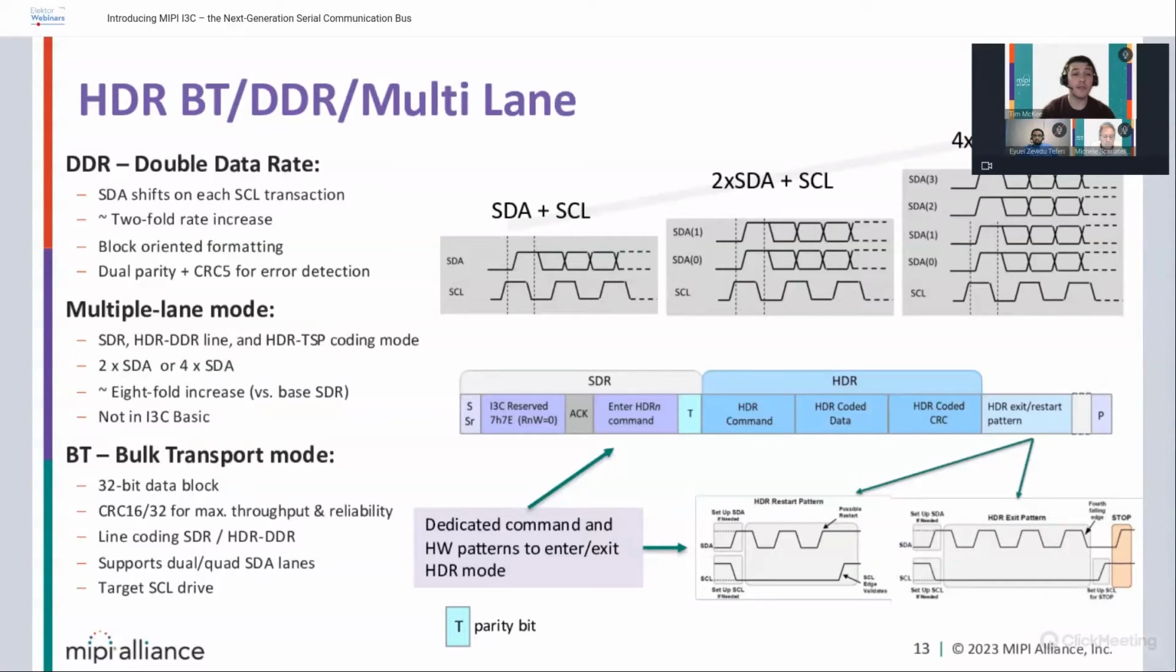Finally, the next one is the bulk transport mode. Bulk transport is actually a part of the basic specification. It supports dual and quad SDA lanes, and with bulk transfer, we're working in 32-bit data blocks. This allows us to get a lot more data through in a shorter period of time. And we have dedicated commands for all of this. We have a command structure called our common command codes, or CCCs, and these are all built around these features to enable ease of entering and exiting and so forth.